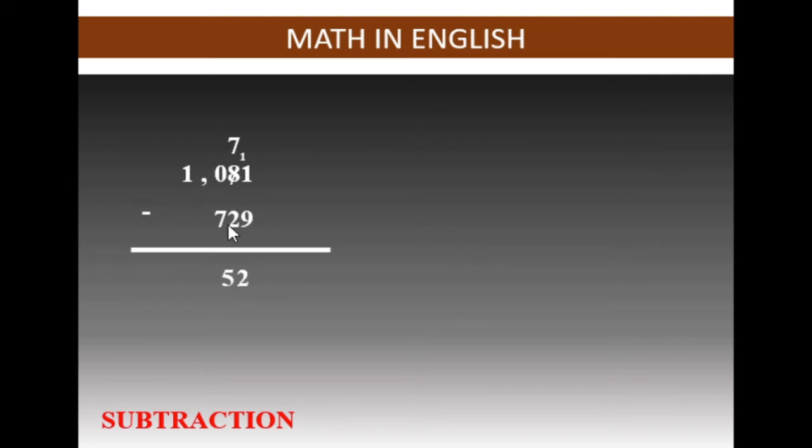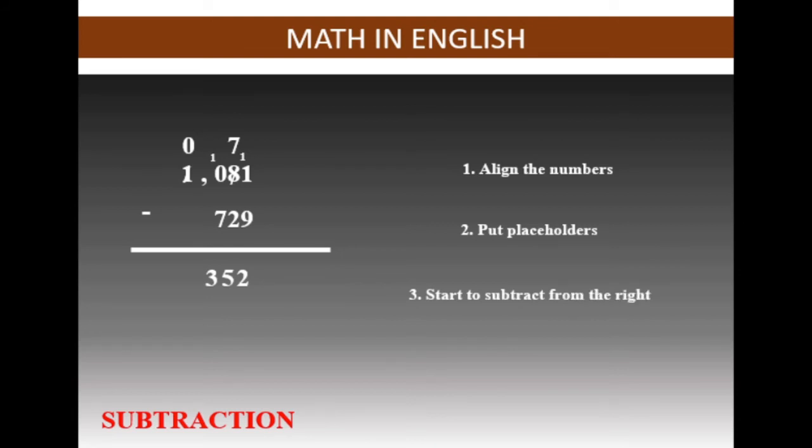0 minus 7 cannot be. So borrow 1 from 1. 1 becomes 0. 0 becomes 10. 10 minus 7, you have 3. Same rule. Align the numbers, put placeholders, start to subtract from the right. Clear? Okay. If you subtract a small number from a bigger number, you borrow 1 from the number on its left.